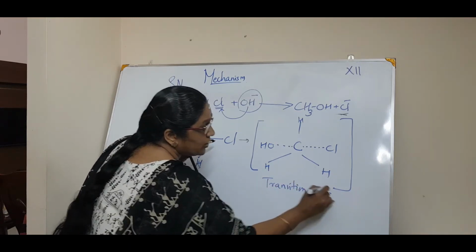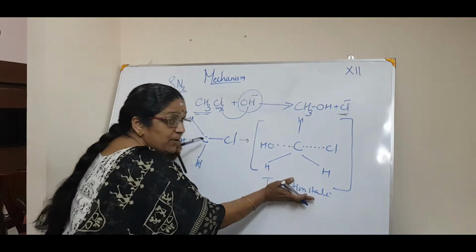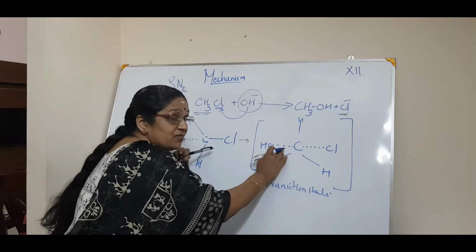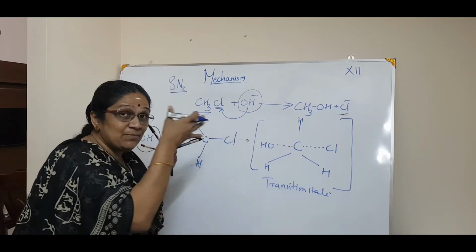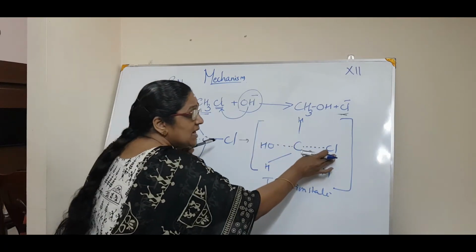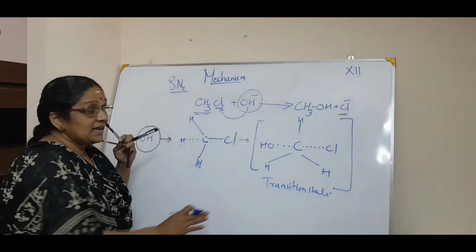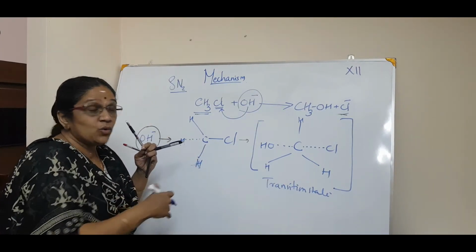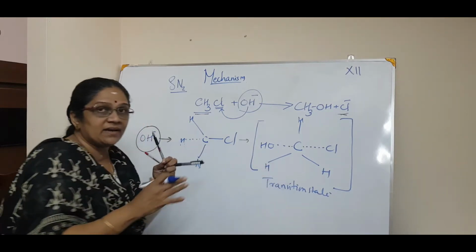Transition state means what? Before going into the product, a state will be formed where the making of this new OH bond happens at the same time, that is, simultaneously this C-Cl bond will break. And this state is highly unstable. You cannot isolate this state; this is not an intermediate.